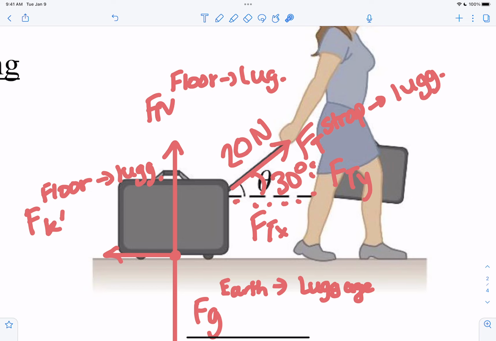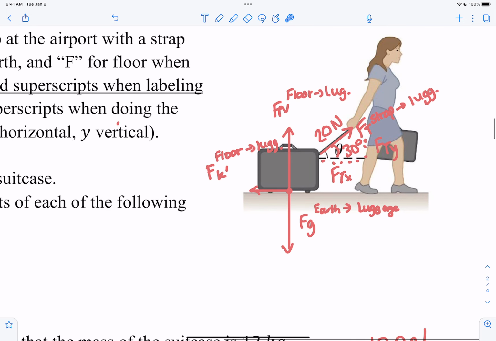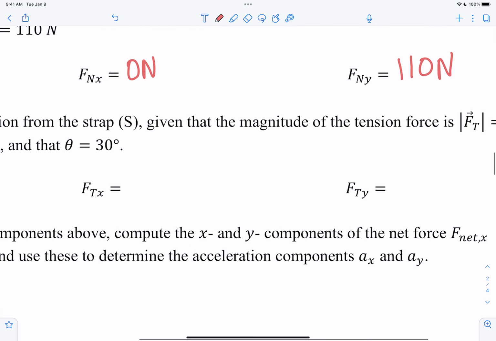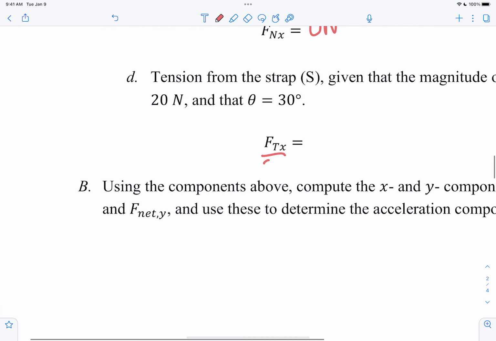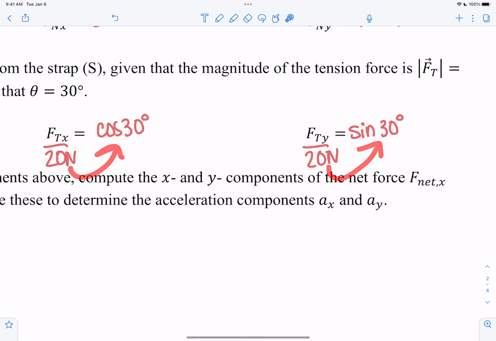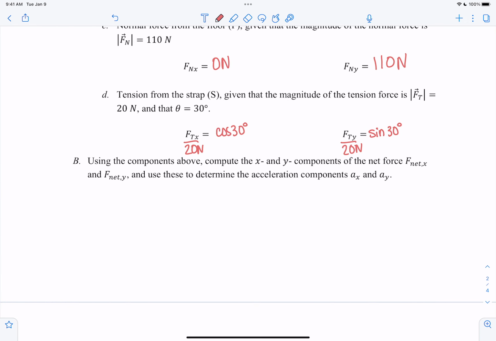But since we already figured out how to do Ftx as well, Ftx is cosine, we'll just come down here and throw things in. So Ftx over 20 newtons should give us cosine of 30 degrees, and Fty over 20 newtons should give us sine of 30 degrees. And then we can just multiply things over here and here, right? 20 cosine 30, 20 sine 30.